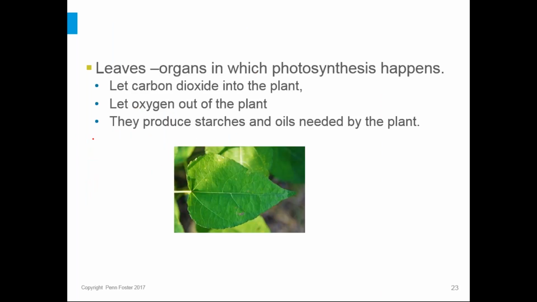Okay, next section is about leaves. Leaves are organs in which photosynthesis happens. They let carbon dioxide into the plant and they let oxygen out of the plant, and they also produce other things needed by the plant, starches and oils that the plant needs. So they're kind of the factory for the plant. They let everything happen there.